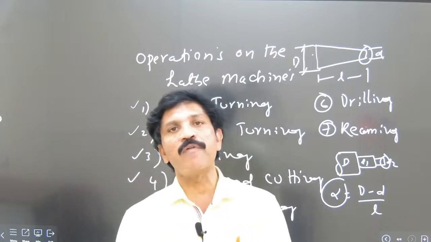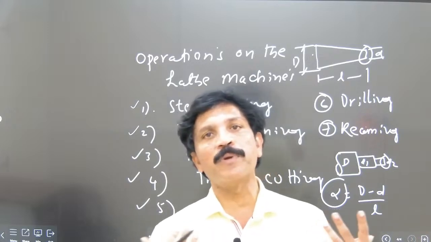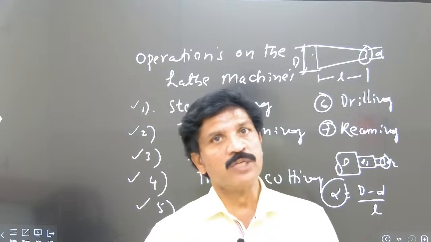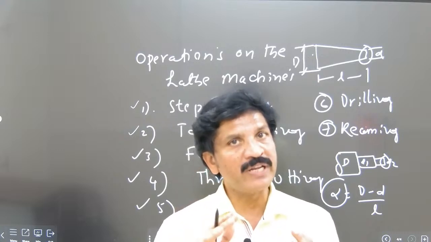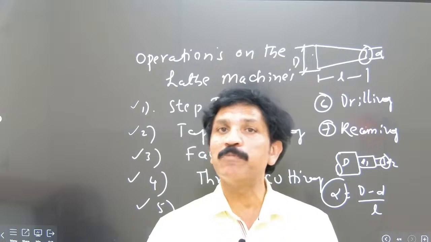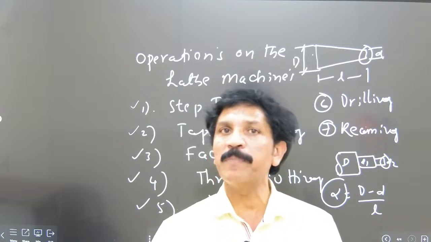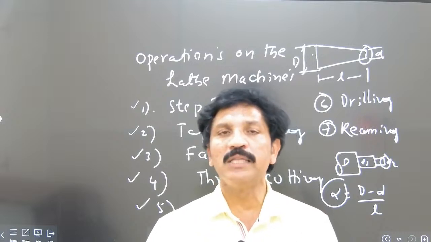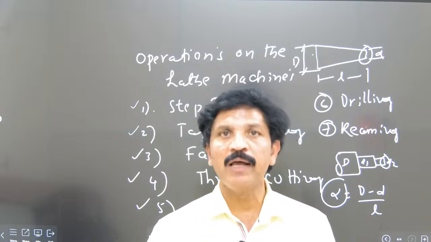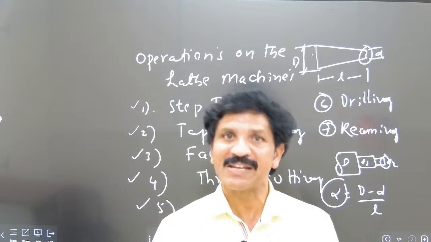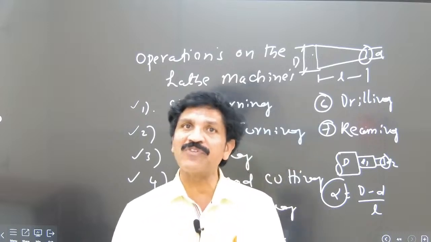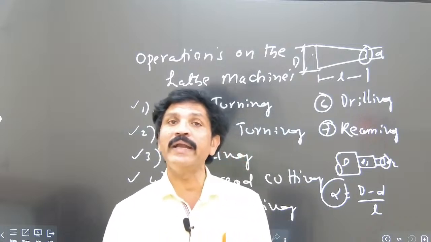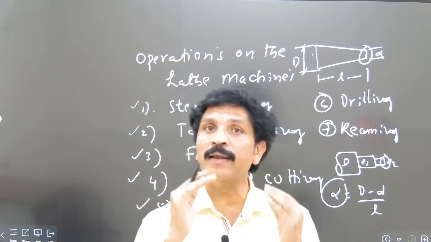That means after all the operations are over, we want to hold the workpiece. If the surface is smooth, it may be slippery and may slip when we want to grip or hold the workpiece. So that area should have a rough surface. To create that rough surface with the help of the knurling tool, that kind of operation is called the knurling operation.